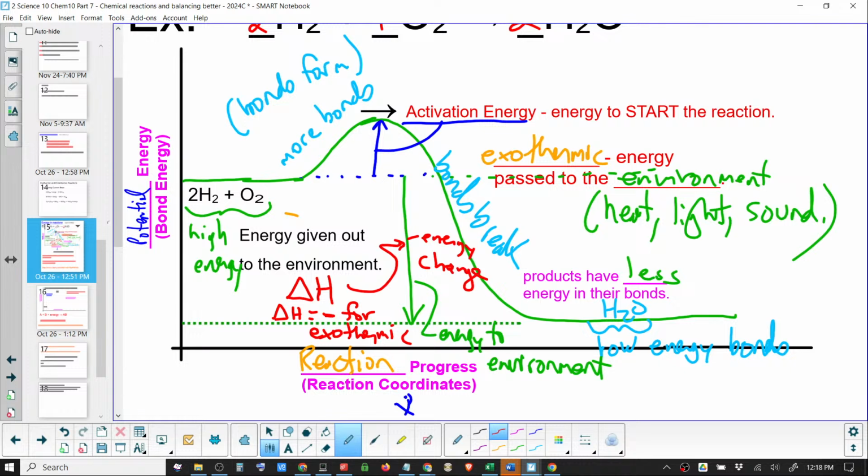So, activation energy, energy to start the reaction. We have the delta H, or the enthalpy. I'm not going to write that one down. Delta H, energy change. It went from high energy bonds to low energy bonds. That energy came out into the environment. We heard the gummy bear screaming, "No, no, please, no," as the other ones watched. And that's an exothermic reaction.